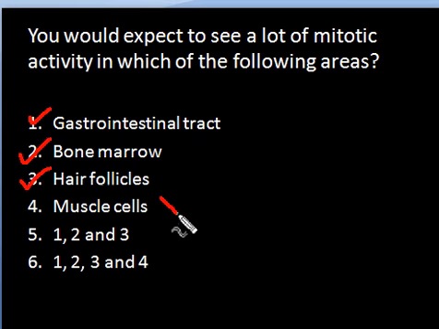Muscle cells, these are not mitotic. You think you work out every day. The muscle cells, they don't degenerate, and they don't regenerate. Otherwise, you would just keep increasing your muscle cells, and you would get bulkier and bulkier. Muscle cells do not divide, so they don't have high mitotic activity. In fact, muscle cells have very little mitotic activity. So these three have high mitotic activity. Hence, the correct answer would be choice 5, which includes 1, 2, and 3. So this is how you have to answer some of the questions in cells and chemistry.